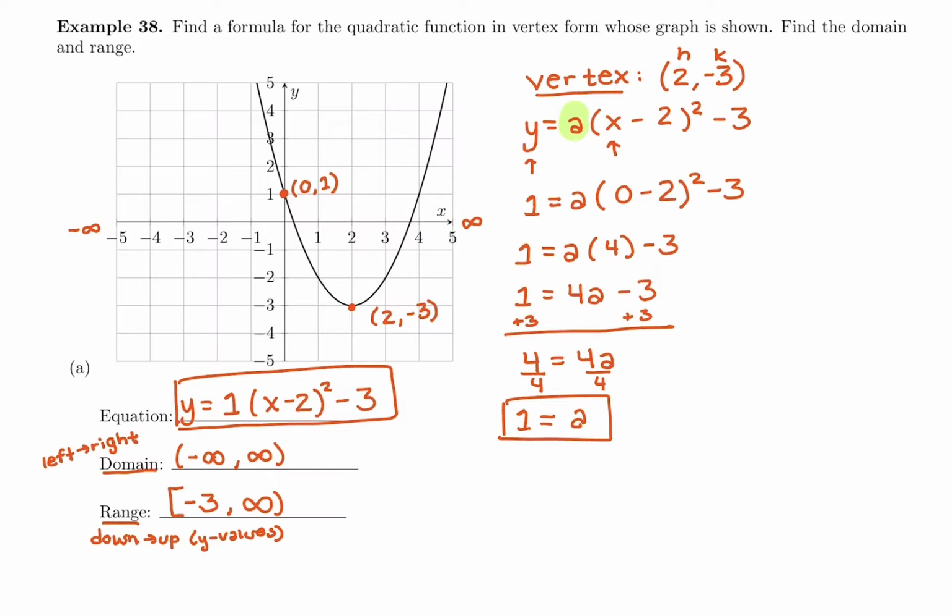If I'm not sure if I did that correctly, I could plug in other points. Like I could plug in 3 for x into this, and I should get negative 2 out for the y. If I created this formula correctly and I replace that x with a 3, I would have 1 times 1 squared, which would just be 1, minus 3, which would really give me that negative 2 for the y. So you can always plug in a random x and see if you get the correct y out. If you do, then you have the correct formula.